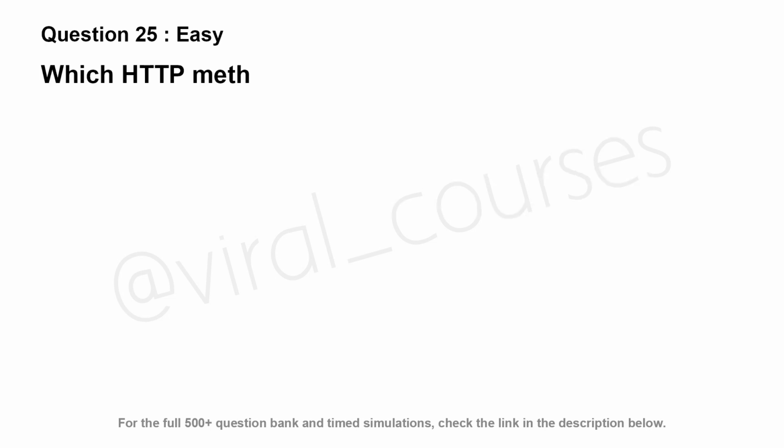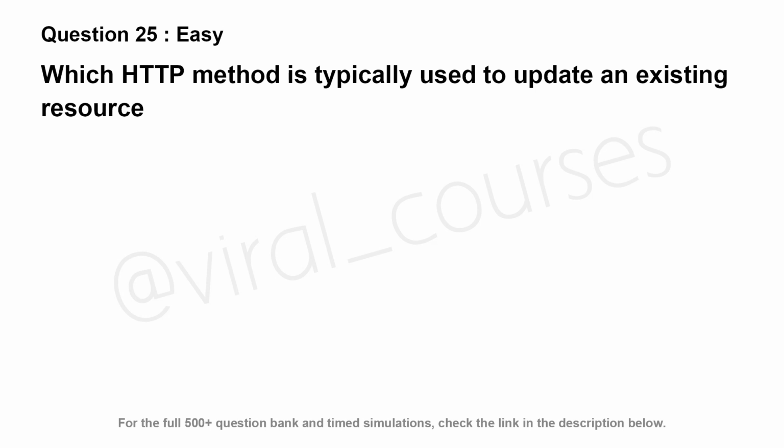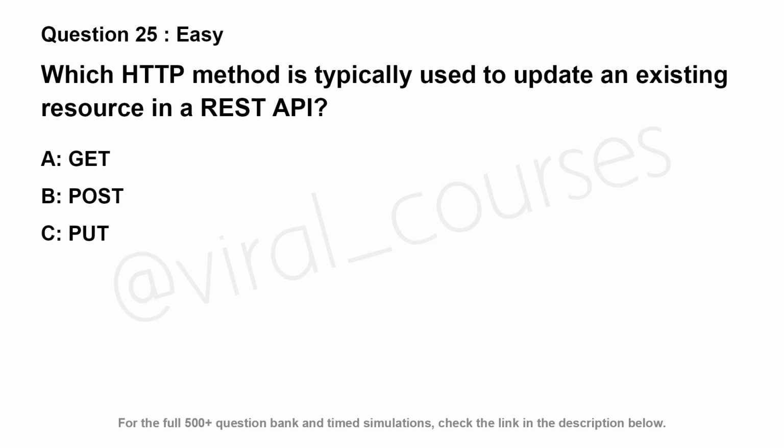Which HTTP method is typically used to update an existing resource in a REST API? Option A, GET. Option B, POST. Option C, PUT. Option D, DELETE.